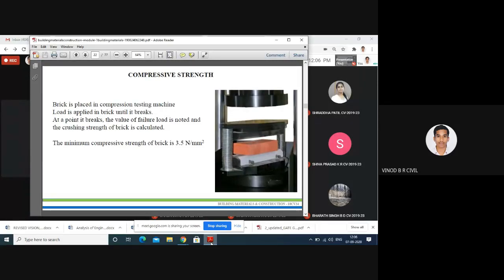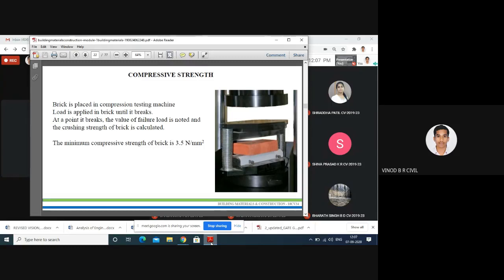In these kinds of structures, maximum loads act on the brick. Those bricks should withstand the upcoming load. Then it is called a good brick. Some of the bricks, if you apply the load, suddenly fail. You can't use these kinds of bricks.